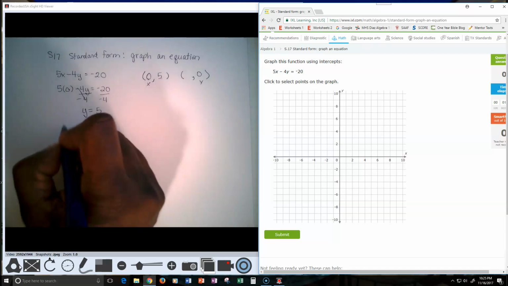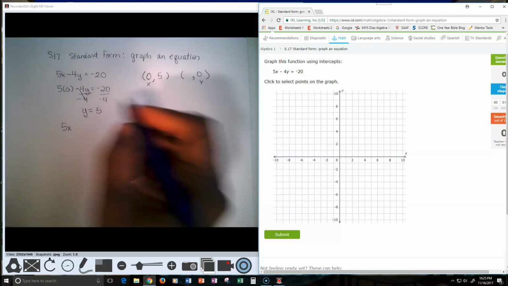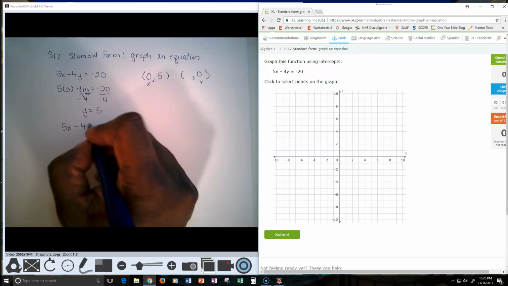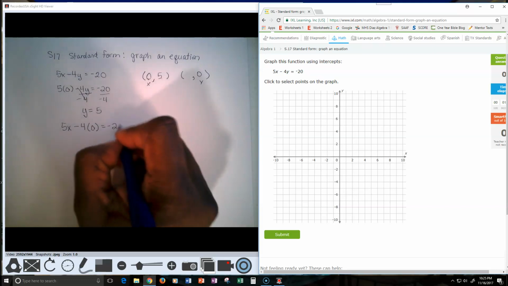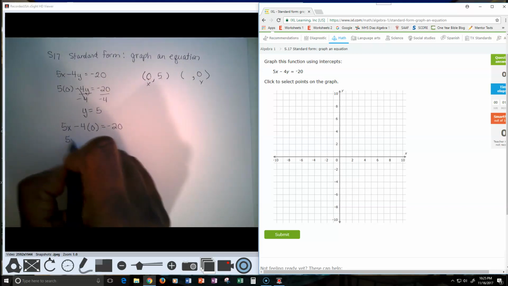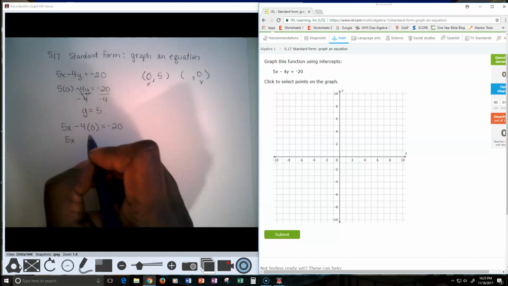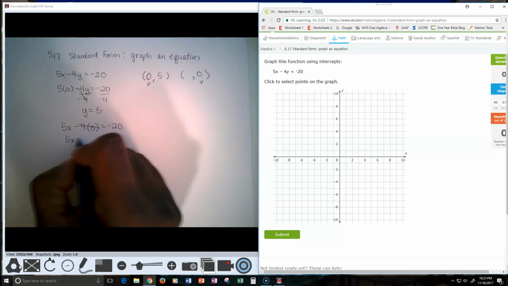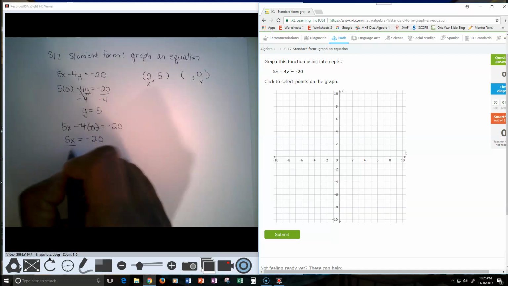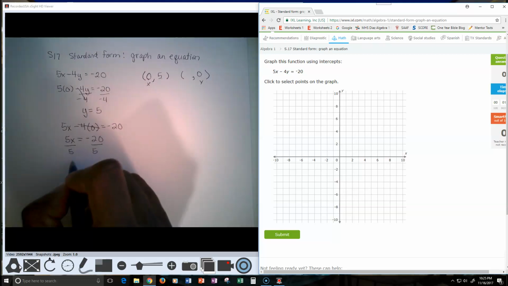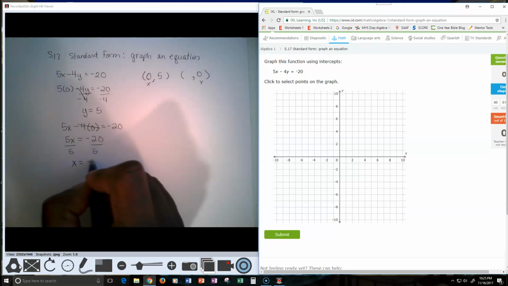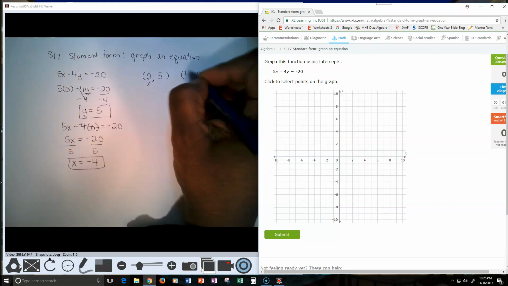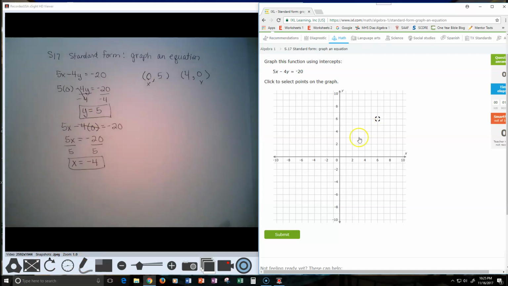Now, continuing on, if I want to know what x is, that means that y has to be 0. And I'm going to follow the same process. I have 5x, and this minus 4 times 0, of course, we get rid of that. 5x equals negative 20. Divide by 5 on both sides of the equation. Therefore, x is negative 4. So now I have my intercepts, and I am going to plot them.